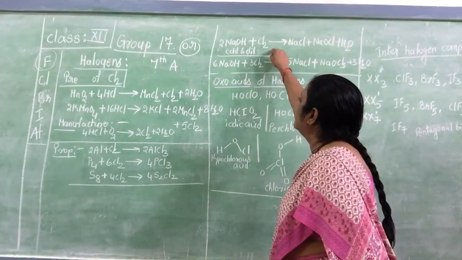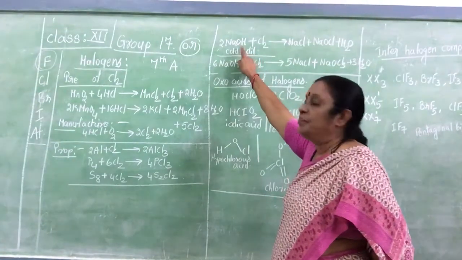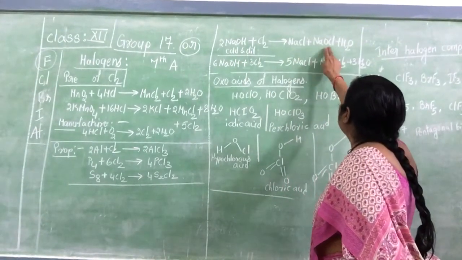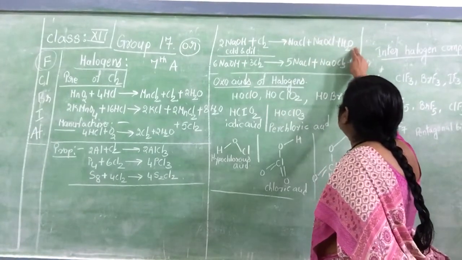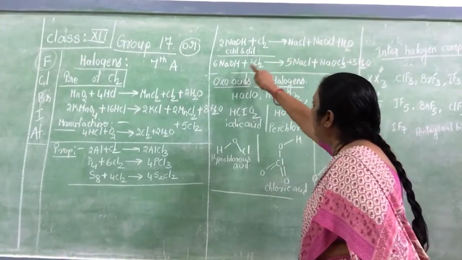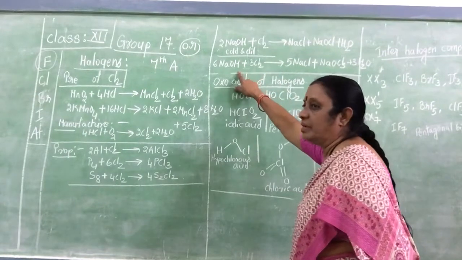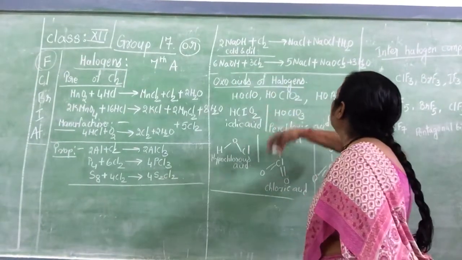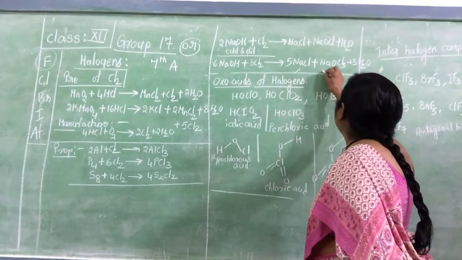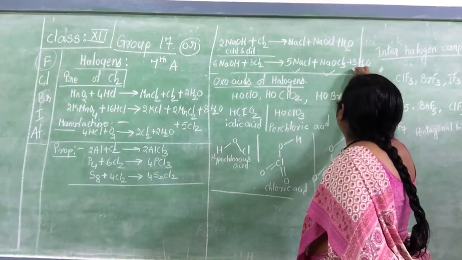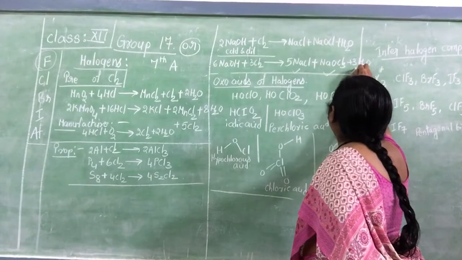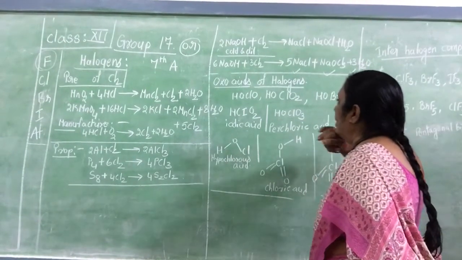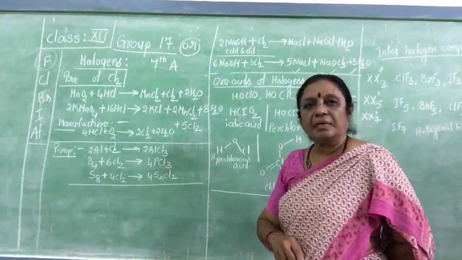Now, this is an important reaction, children. When chlorine gas is passed through NaOH, cold and dilute solution, we have NaCl, NaOCl plus H2O. And the same chlorine, when it is treated with sodium hydroxide, hot and concentrated, we have NaCl, NaClO3 plus 3 moles of H2O. Okay, children, that closes the chlorine.